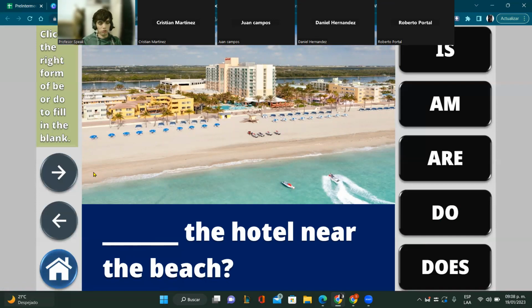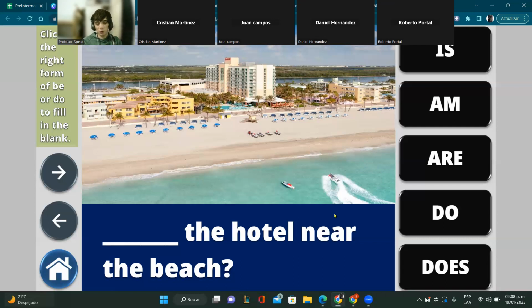Is the hotel near to the beach? How do you pronounce this one? Hotel. Hotel. And this one? Near. Near. And this one? The beach. Very good, beach.